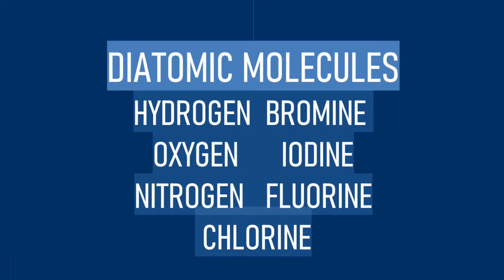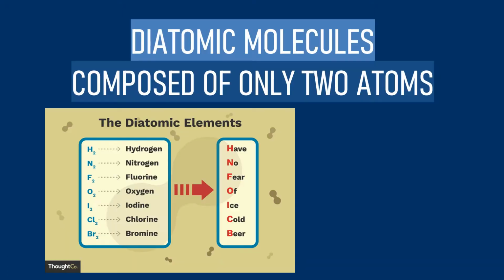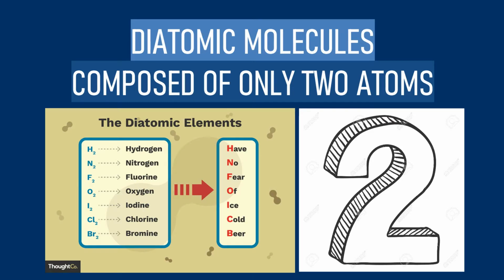There's an exemption in the octet rule. There are elements such as hydrogen, oxygen, nitrogen, fluorine, bromine, iodine, and fluoride. They don't exist alone, but as diatomic molecules. It basically says that they don't really need 8 electrons. They just need 2.